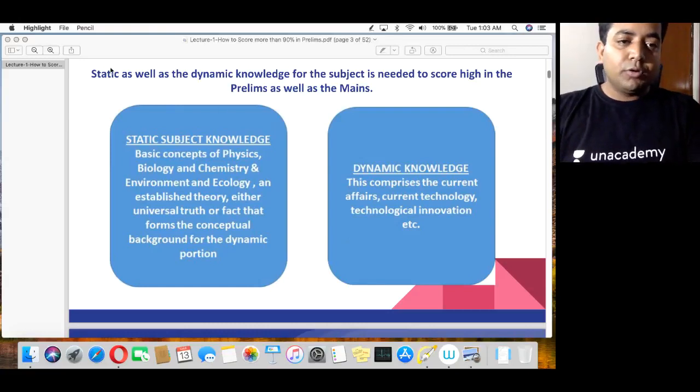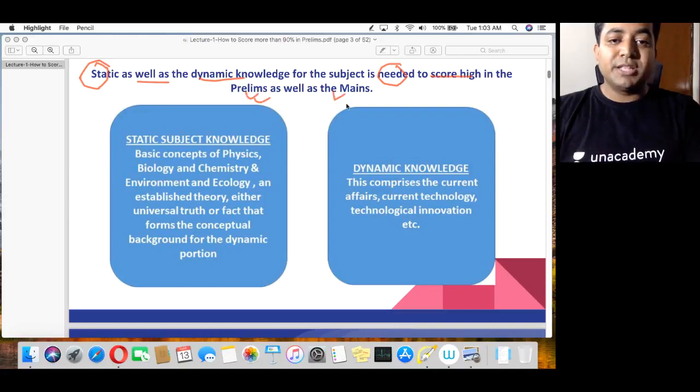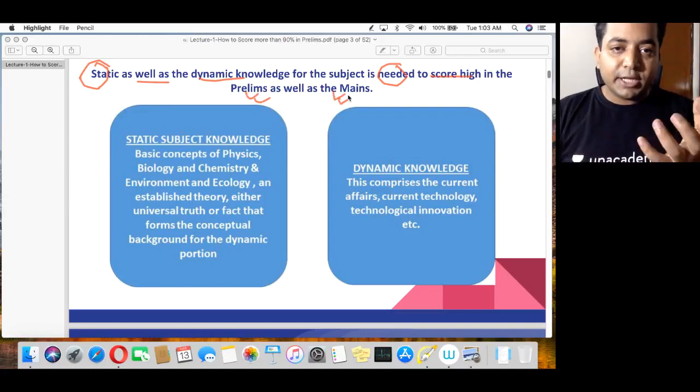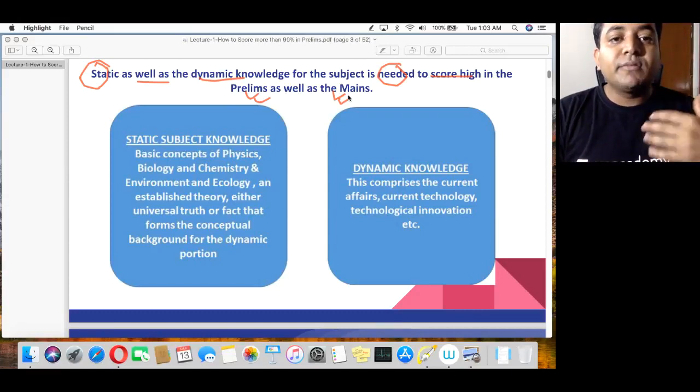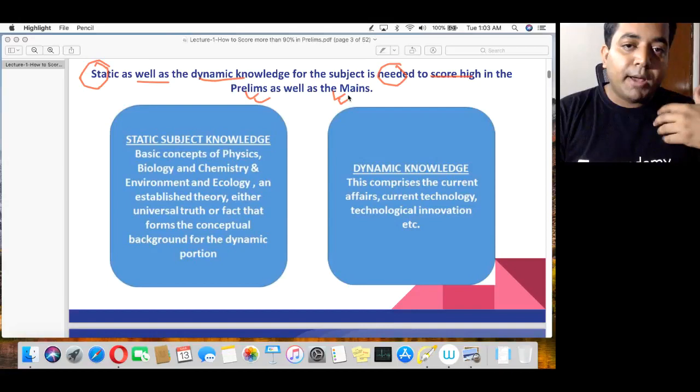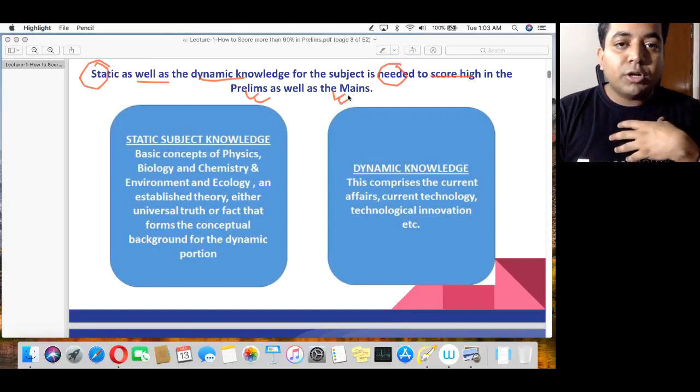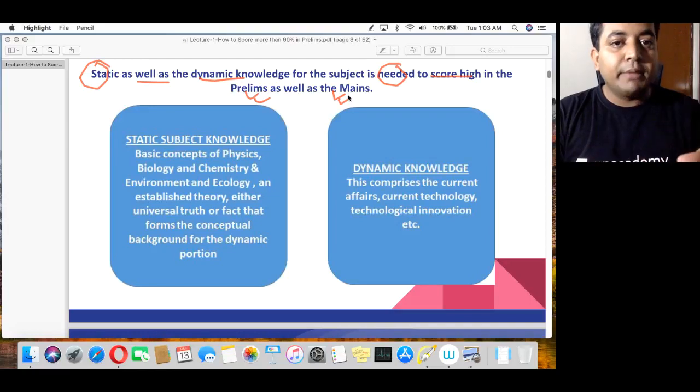You all know that static as well as dynamic knowledge for the subject is needed to score very high marks in prelims as well as mains. What do you mean by this? What is static knowledge? What is dynamic knowledge? If there is a latest development, for example, if they find a new species of banana in Andaman and Nicobar, that was not taught to me while I was in class 12th in 2008. That is a recent development, so that is dynamic news. If ISRO launches, let's say, Chandrayaan 2, that was not taught to me 10 years ago because it did not exist. So that is dynamic news.